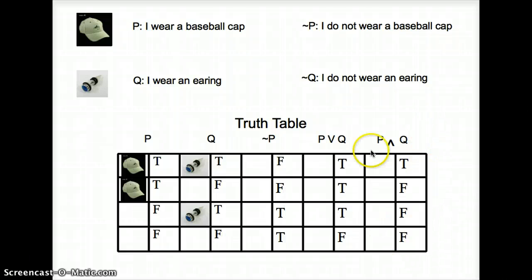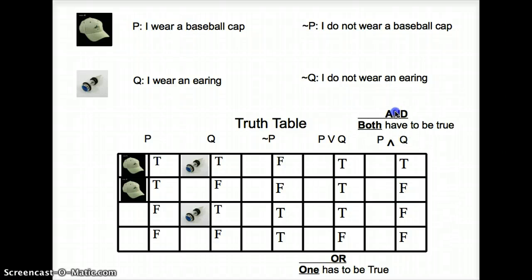So to summarize, if you have an OR statement, only one of the statements has to be true. And if you have an AND statement, then both P and Q have to be true.